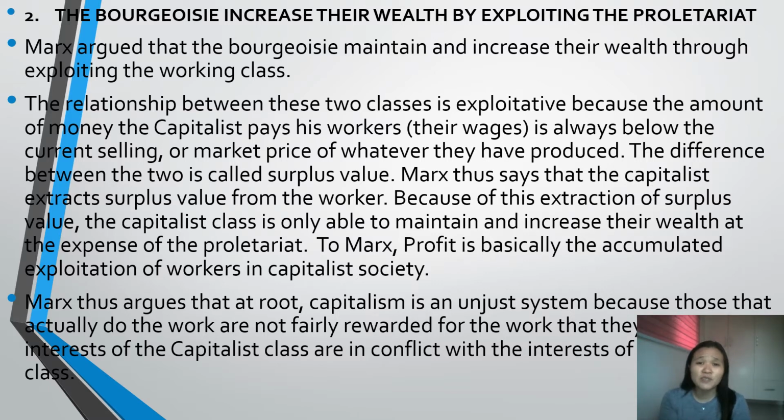To Marx, profit is basically the accumulated exploitation of workers in capitalist society. Marx thus argues that at root, capitalism is an unjust system because those that actually do the work are not fairly rewarded for the work that they do, and the interests of the capitalist class are in conflict with the interests of the working class. So, yan ang pagkakaiba ng bourgeois and the proletariat by Karl Marx.